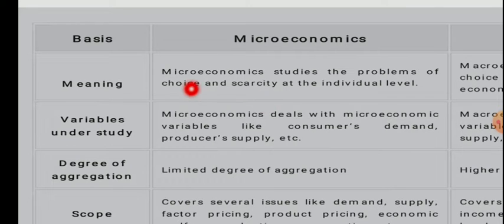Let me tell you, microeconomics studies the problem of choice and scarcity at the individual level. As I said, I stands for individual. So, in case of microeconomics, it deals with individual persons or maybe an individual firm, and like that. Whatever the problem of choice and scarcity, which we already know from the previous video lessons, for which we are studying economics actually, if those scarcity or problems of choice are at the individual level, then it comes under microeconomics.